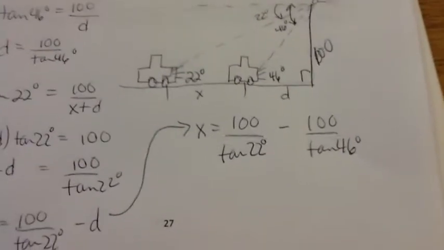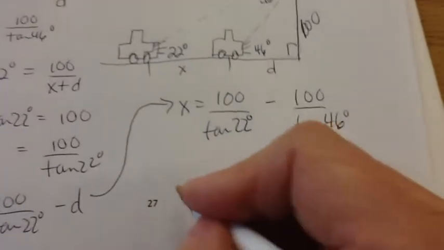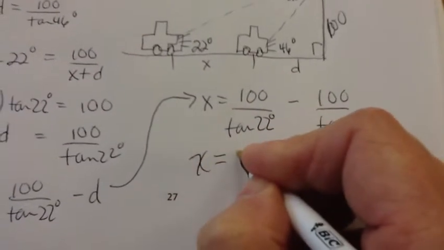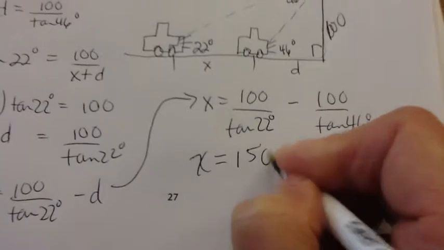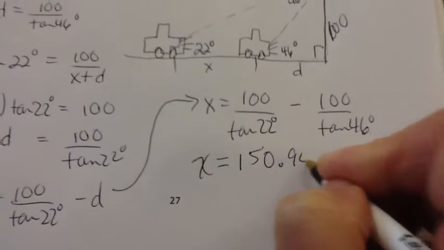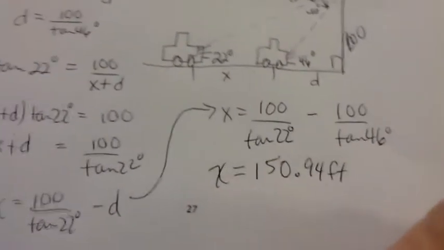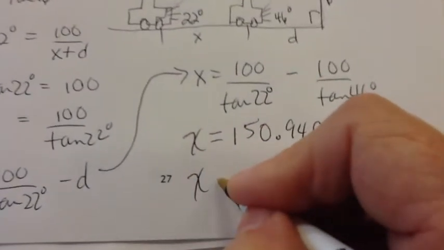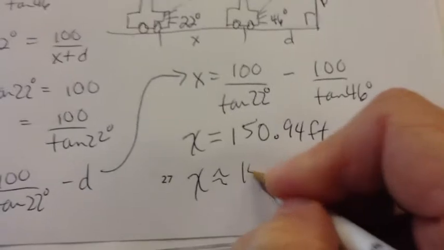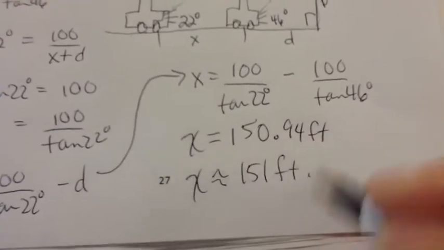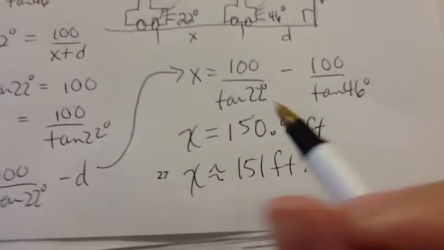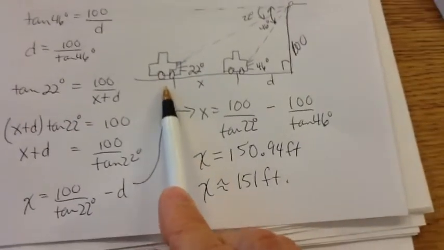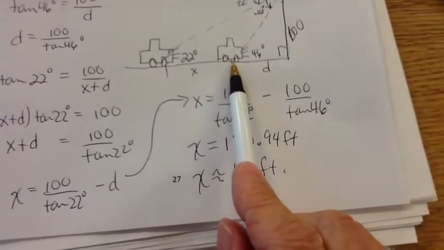Now you're going to put this in your calculator. Make sure you are in degree mode, and you're going to get x to be about 150.94 feet. And since we're not dealing with any kind of decimals here, we'll say x, the distance the car traveled, is approximately 151 feet. That's the distance the car traveled from the time the gentleman looked from here to here.